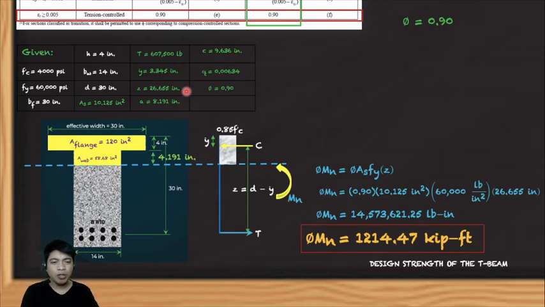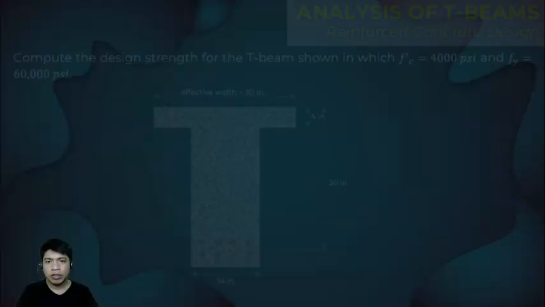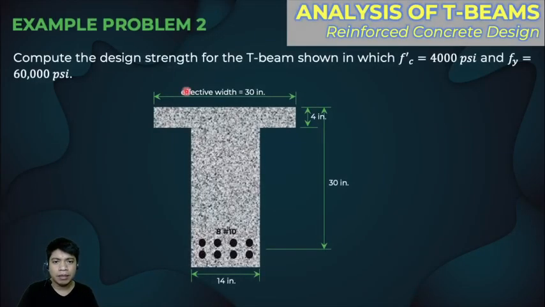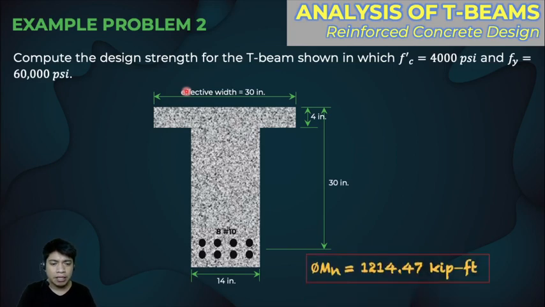So, guys, I hope you understand the process of the solution. This T-beam analysis problem is actually easy. Take note, the answer here, let's just review: the phi Mn, which is the design strength of the T-beam, is 1,214.47, in kip-feet, and that is the design strength of the T-beam. So I hope you understand our lecture, guys.